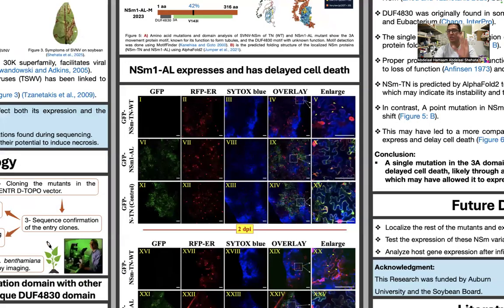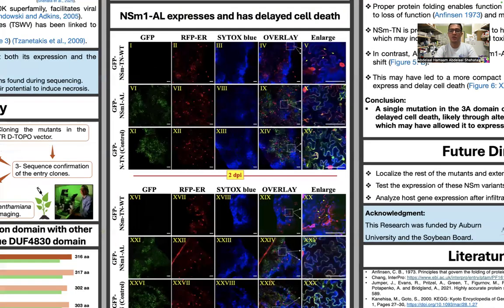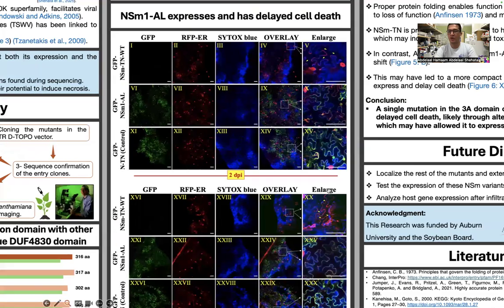Once this stain penetrates the cell wall, it binds to the DNA and RNA in the cell. And if you see it inside, as I mentioned, it indicates cell death. So at 2 days post-infiltration, we see that none of our candidates cause cell death. You can see that the blue stain is all outside the cell walls.